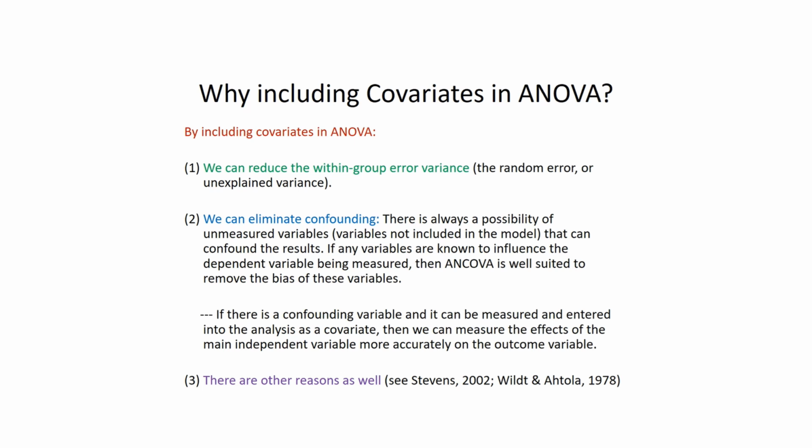If there is a confounding variable and it can be measured and entered into the analysis as a covariate, then we can measure the effect of these independent variables more accurately on the outcome variable. If we know how positively or how negatively these independent variables are affecting the results, then we can work on them. We can remove the bias, we can remove the possible errors that humans are making, and we can work more accurately on the outcome variable.